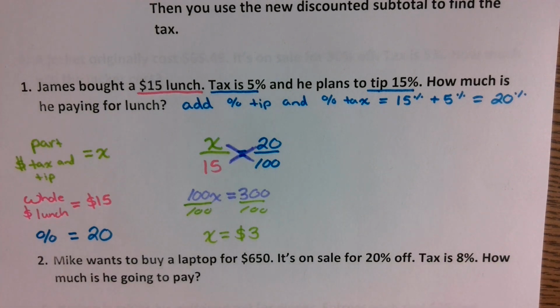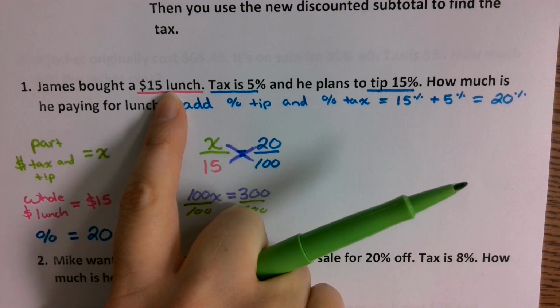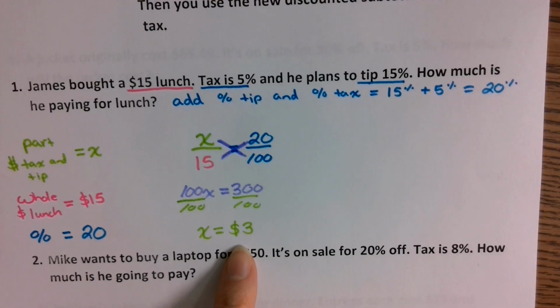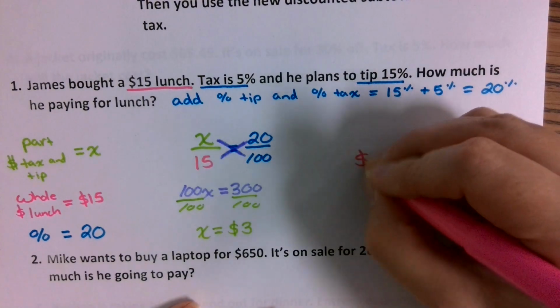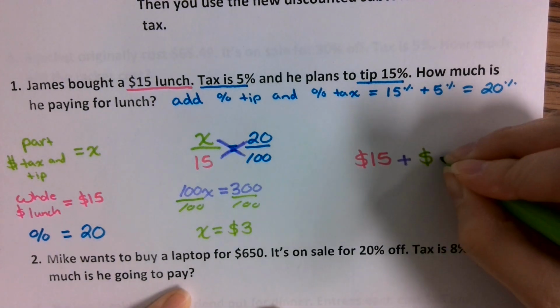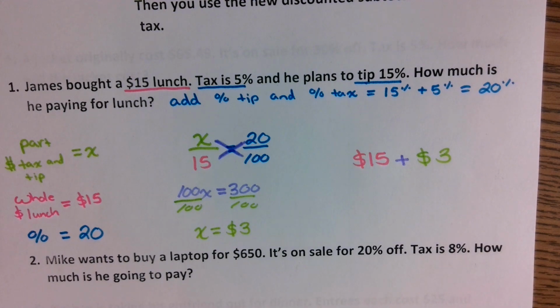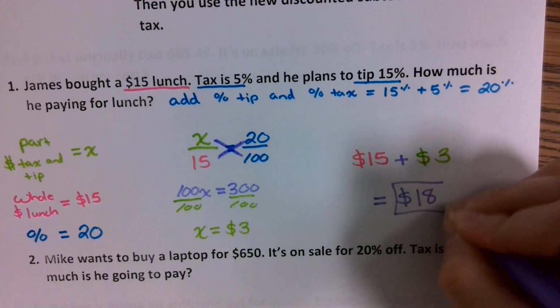Is that what the question was asking for? What is the question asking? How much is he paying? How much is he paying for lunch? So does he have to pay $15? Yes. He has to pay his $15. Does he also have to pay the $3? Yes. So what am I going to do? Add them together. $18. He has to pay the $15 for the lunch plus the $3 for the tax and the tip. He's going to pay $18.